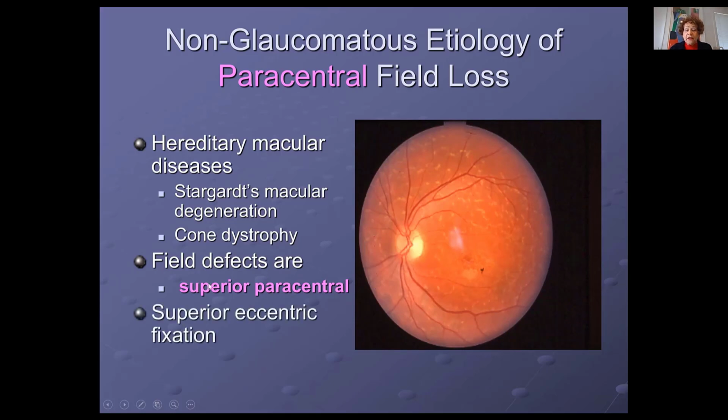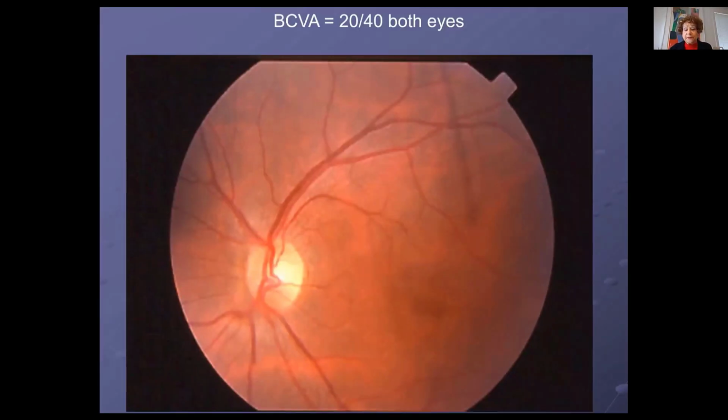And why is that? Because these patients acquire a superior eccentric fixation. Now, this is a typical picture of a patient with Stargardt's disease. They have macular involvement, reduced vision, and very often they have these associated fundus flavimaculatus type flecks. So you might say, well, I can tell from this picture that the patient has an abnormality in the macula. So therefore, if they have a paracentral defect, I'll know why if they are a glaucoma suspect. Well, maybe yes, maybe no.